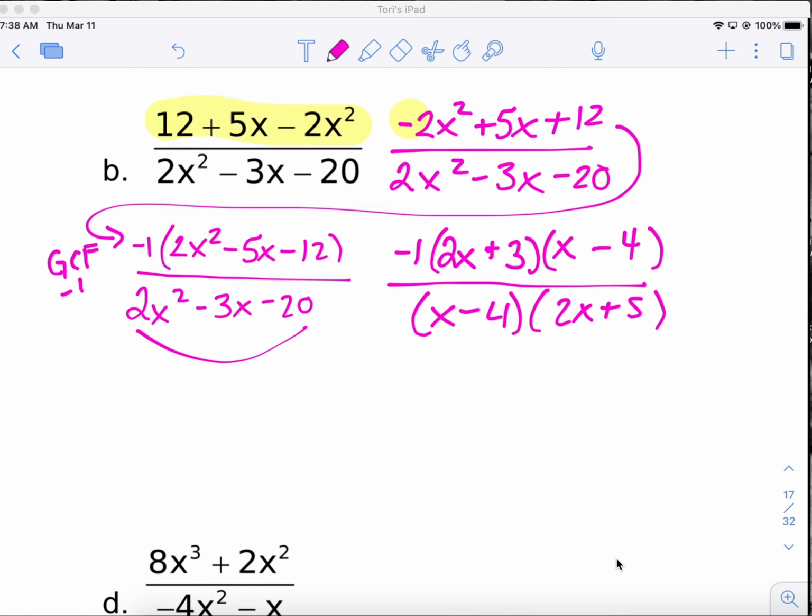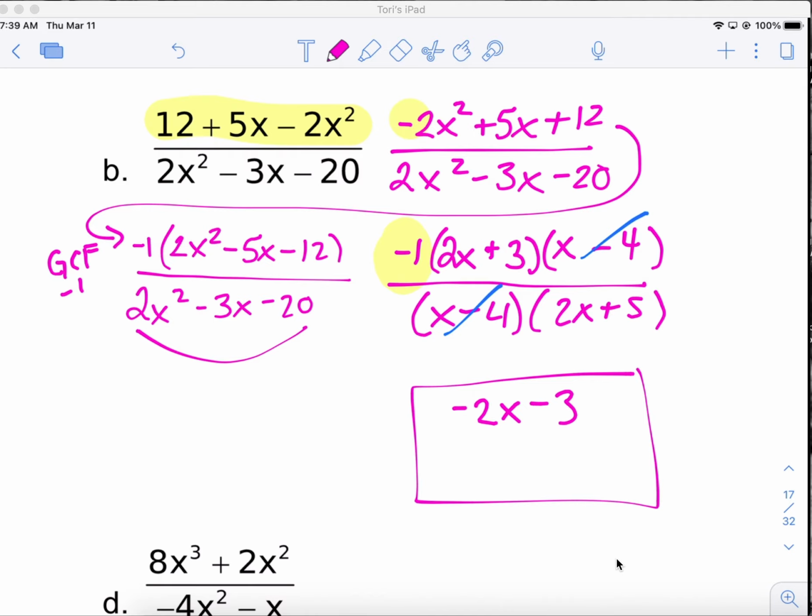We're looking to see if there's the same pieces on the top and the bottom, and there are. X minus 4 is on the top and the bottom. I'm going to eliminate him. Now, when I put everything back together, I cannot leave this negative 1 chilling on the outside. I'm going to have to distribute him back in. So when I write my answer, I'm going to go negative 2x minus 3. I just distributed the 1 back in here.